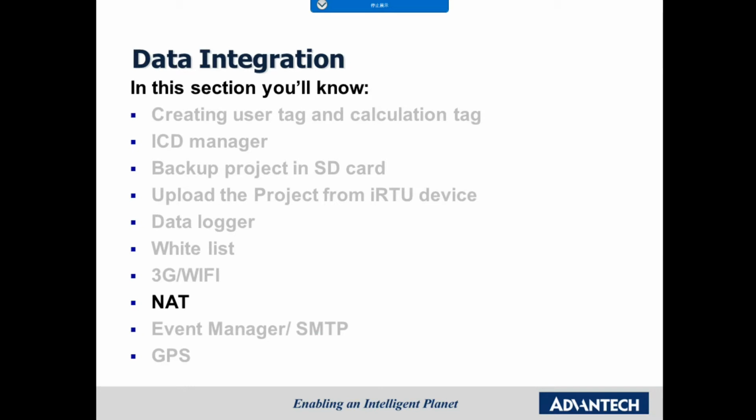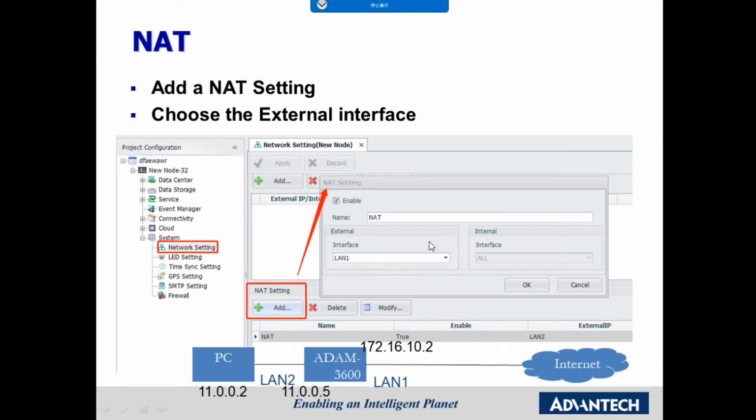We introduce NAT settings as below. When using ADEN 3600 device as a gateway, the NAT function is enabled to allow internal devices to access external networks through ADN3600. User needs to add an NAT setting and choose the external interface. For example, ADN3600 LAN 1 can access external network.